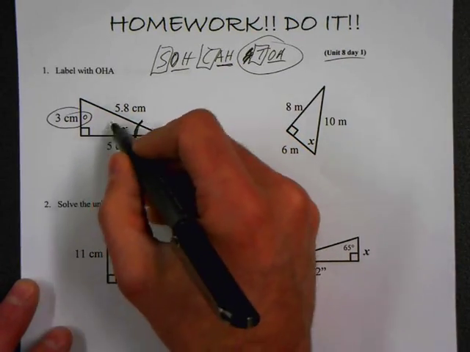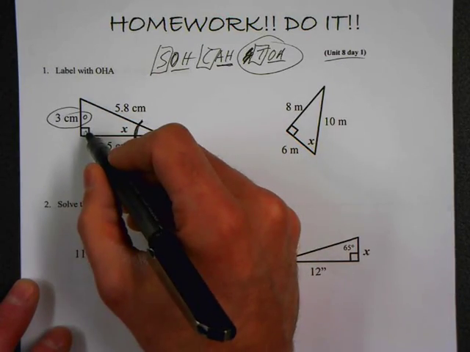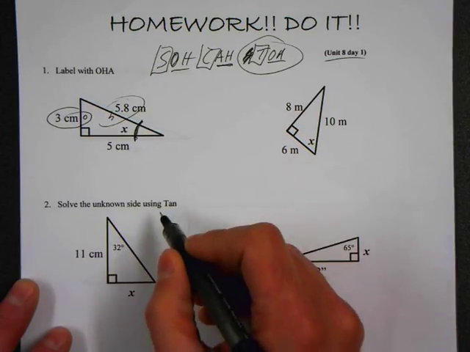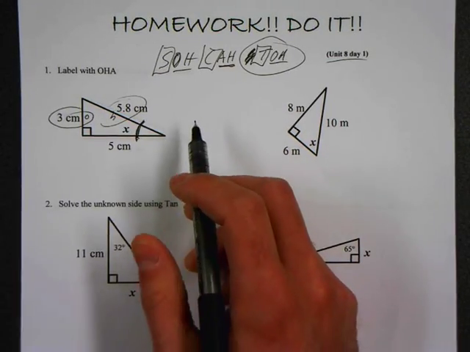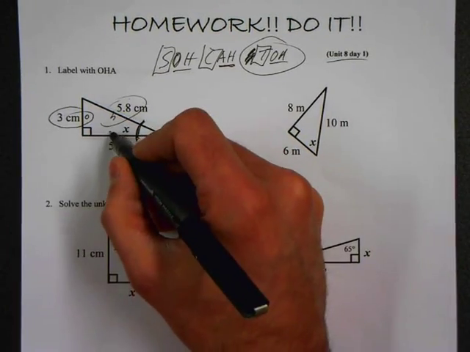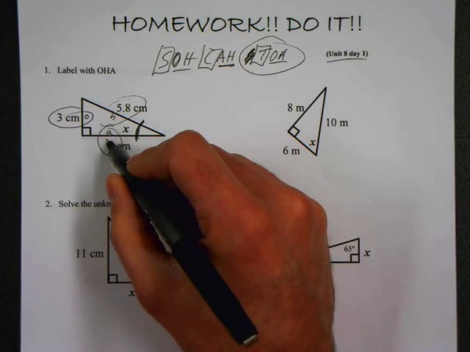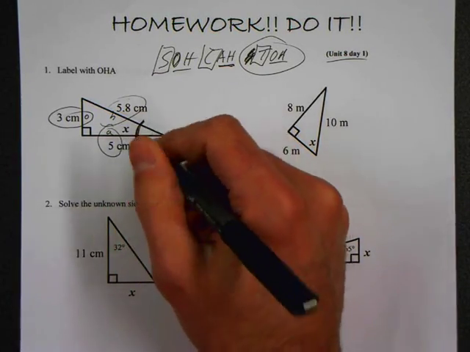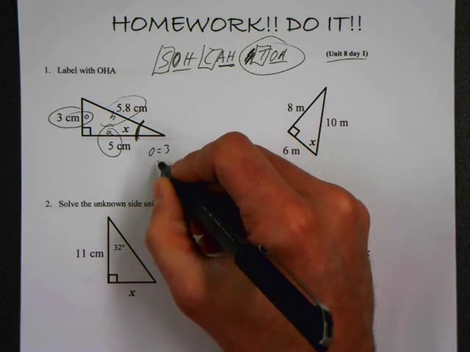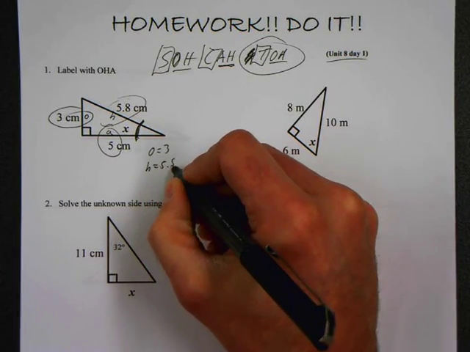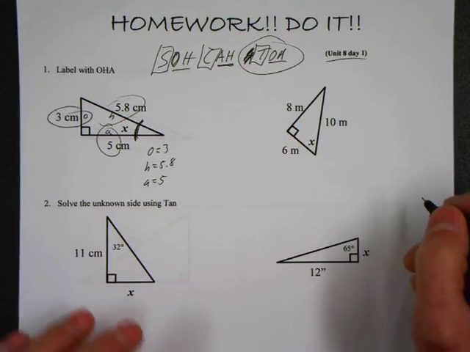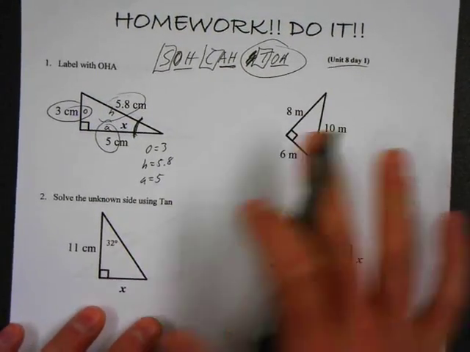Now this is your hypotenuse, it's the longest side, it is across from the right angle, so this is H. H is always the longest side. You should know what the hypotenuse is already from your Pythagorean theorem, and that leaves this to be A. A means adjacent, it is beside, but not the hypotenuse, so it's beside the angle. Okay, so that means that O is equal to 3, H is equal to 5.8, and A is equal to 5. Easy enough, that's all we got to do. Just make sure you're labeling these things correctly.